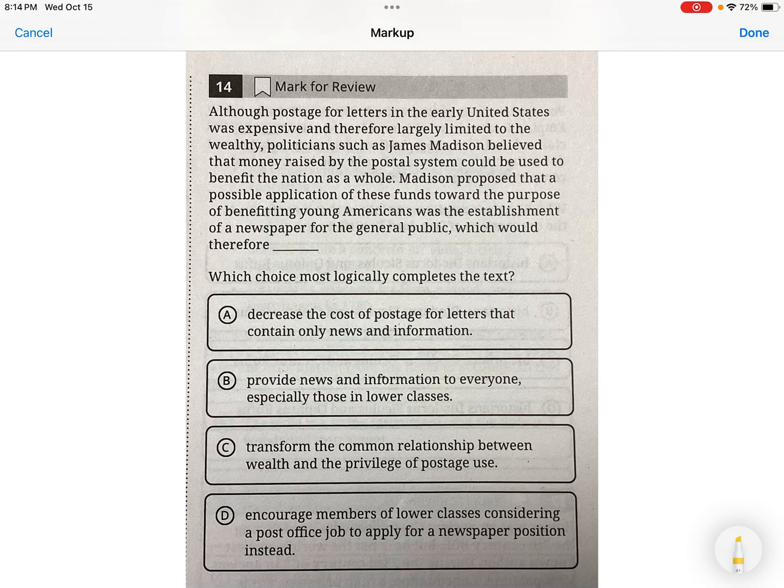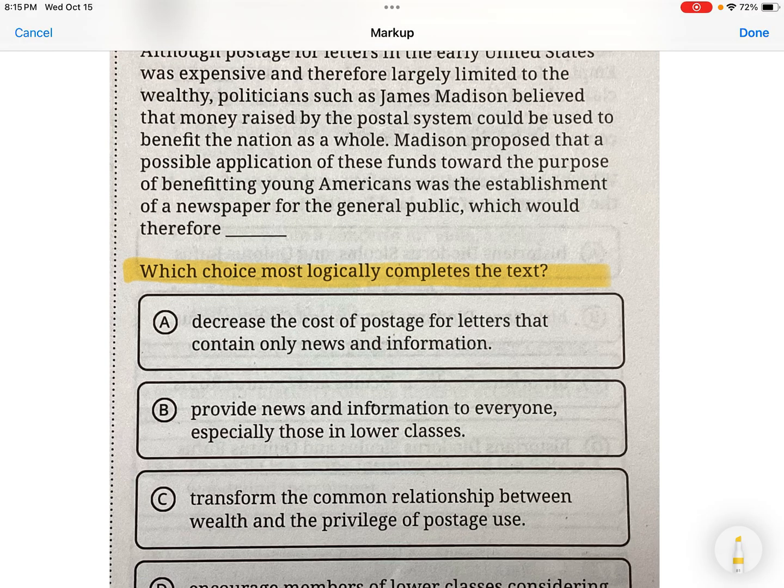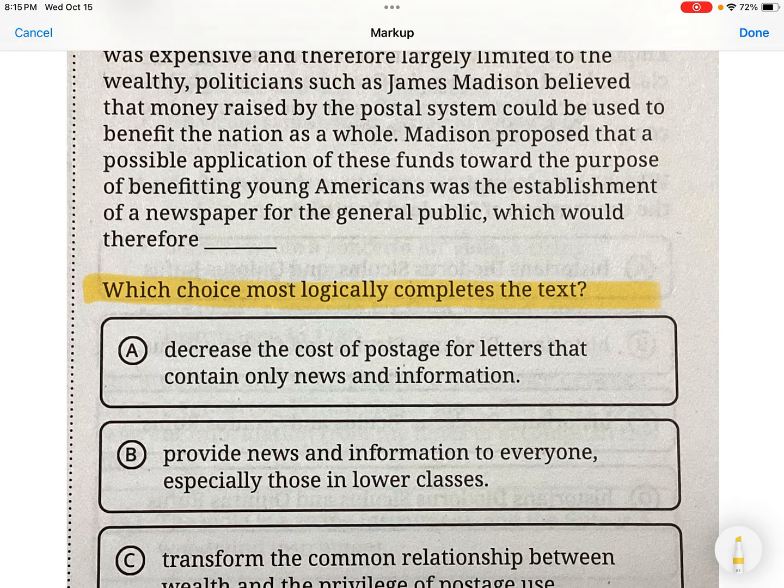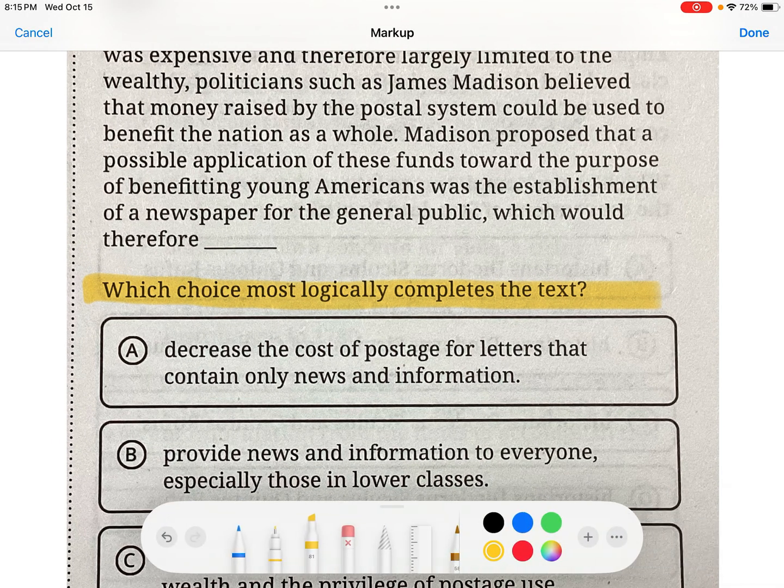But again, what are we going to look at first? Read the question first. So, which choice most logically completes the text? So you're taking the SAT and you see this type of question, logically completes the text, and you see this little blank here. You know this is a conclusions question. So what it's asking you to do is pull information out of the paragraph and sum it up in just one sentence. So that's our question.